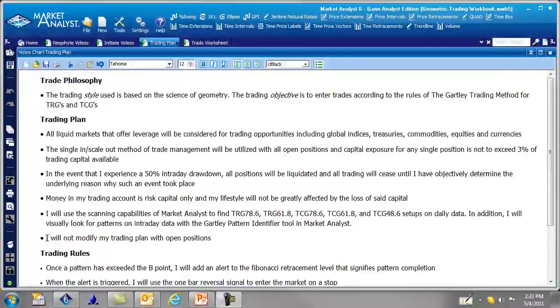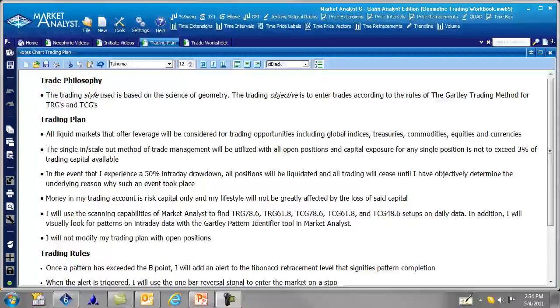The next point here is I will not modify my trading plan with open positions. So what that means is if you want to go in here and change the rules, don't change the rule in the middle of a game. If you have open positions on, make sure that you do not change your trading plan, because once we're in a position, we're emotional and our heart's connected to the market, and that is not the right time to start changing rules. You've got to do it objectively when you're flat, when you have no positions on.